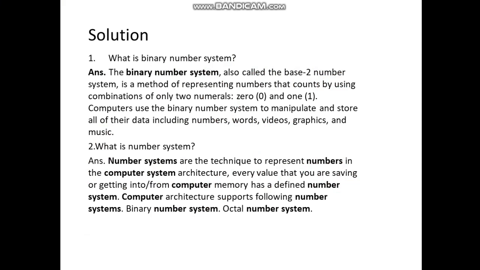The binary number system, also called the base 2 number system, is a method of representing numbers that counts by using combinations of only two numerals, 0 and 1. Computers use the binary number system to manipulate and store all of their data, including numbers, words, videos, graphics, and music.